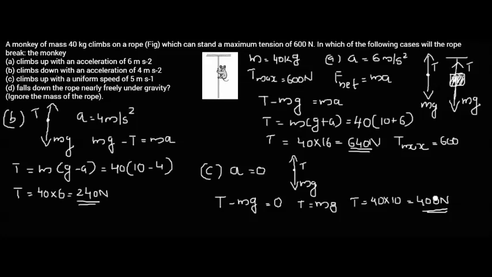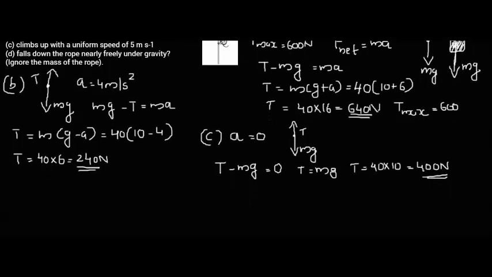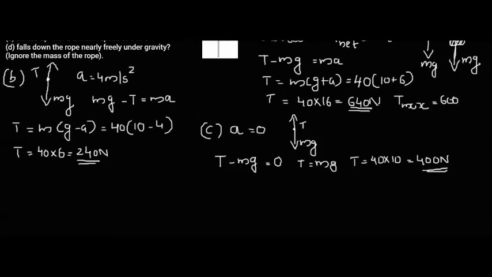So in this situation also the tension is less than the maximum value of tension, so the rope will not break. Now the fourth situation. In the fourth situation, the monkey falls down the rope nearly freely under gravity. Okay, if an object is falling down freely under gravity, the acceleration of the object will be acceleration due to gravity. A will be equal to g in this particular situation.